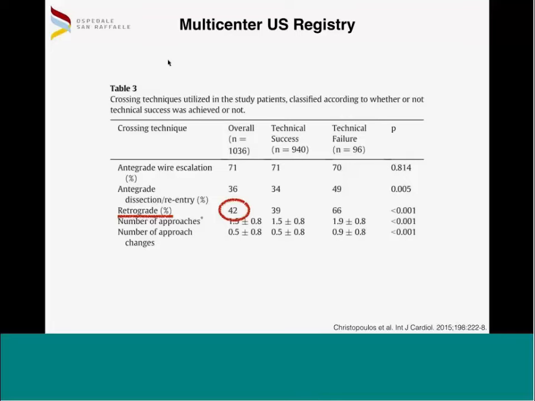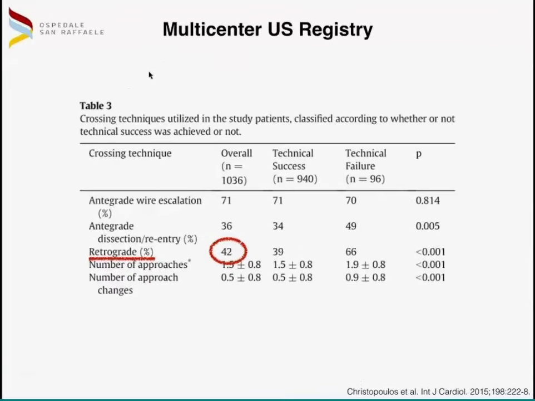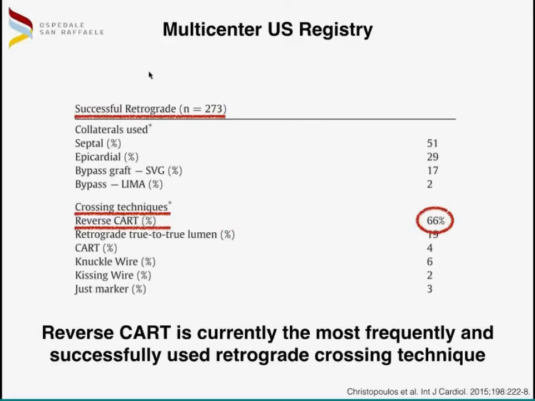The retrograde approach is currently used in up to 42% of CTO PCIs in the Multicenter US Registry, as you can see in this slide. When we analyze the various crossing strategies used in this registry, we find that reverse CART is currently the most frequently and successfully used retrograde crossing technique in the US.